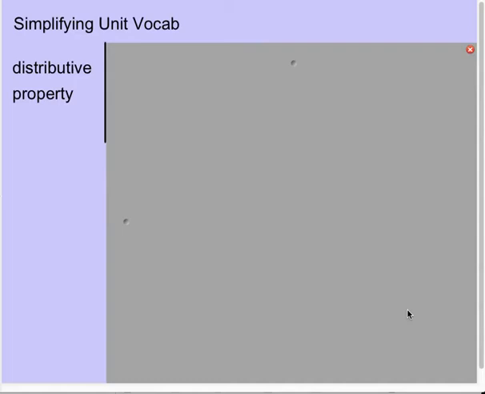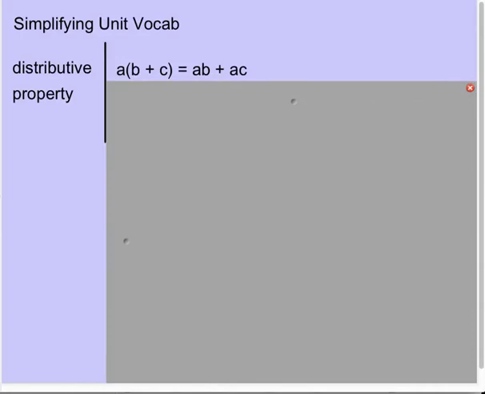So we are on Learning Target 5, Day 2, and we're going to take a look at distributive property with variables. Yesterday we looked at distributive property with just numbers. So distributive property is when you distribute. So we do the A times B plus A times C.